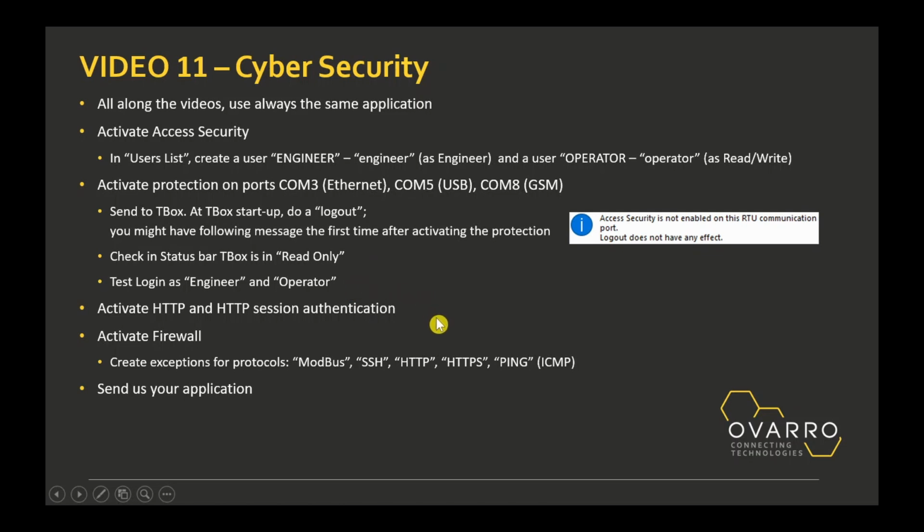Then activate HTTP protection and HTTP session authentication. Activate the firewall and create 5 exceptions for the protocols Modbus, SSH, HTTP, HTTPS and ping, which corresponds to the protocol ICMP. And just send us your application once you have done everything. Good luck!